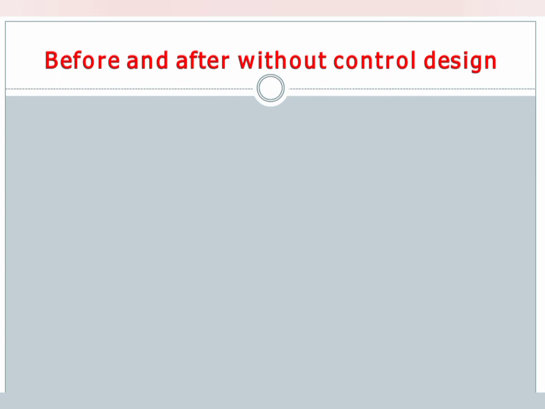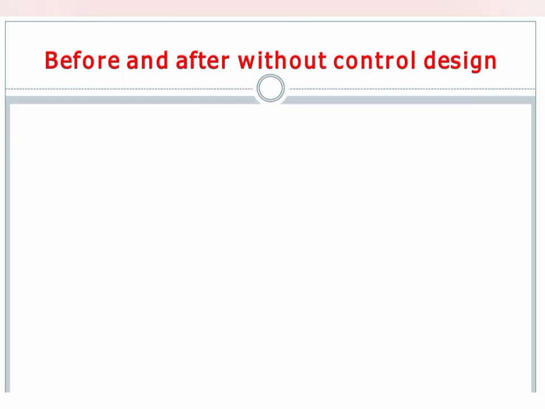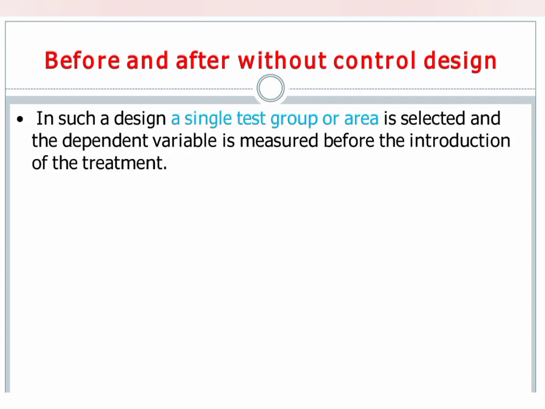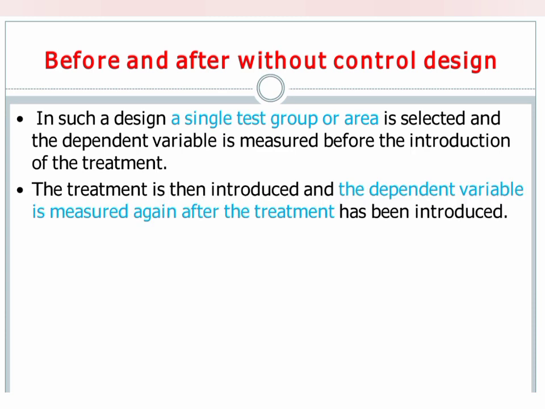There are three main types of informal experimental designs. The first one is before and after without control design. In such a design, a single test group or area is selected and the dependent variable is measured before the introduction of the treatment. So we are taking a single test group here and we are measuring the dependent variable before the treatment. The treatment is introduced on the particular test group area and the dependent variable is measured again after the treatment has been done. So we are going to treat the test group before once and after once.